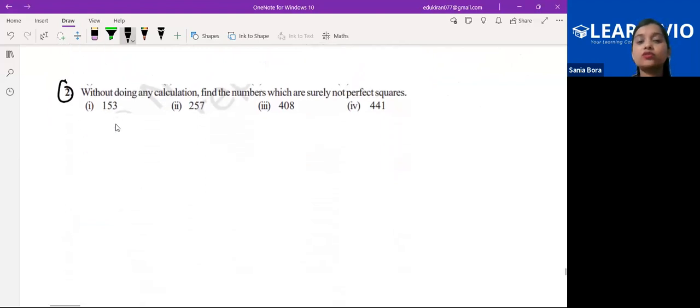Now let's come to the next question. Without doing any calculation, find the numbers which are surely not perfect squares. How would you get to know that they are perfect squares or not? We said 2, 3, 7 and 8 were not. Yes, you will check the unit digit. Yes. So what about one?